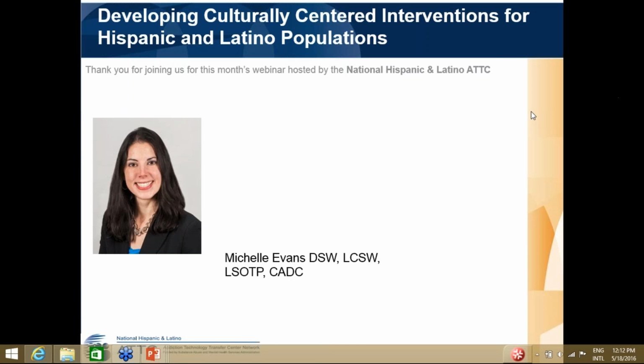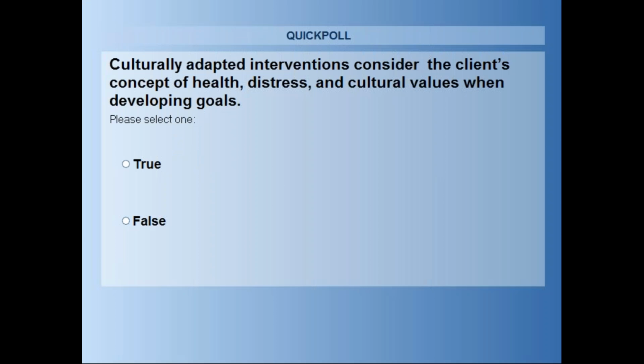Next question. Current culturally adapted interventions consider the client's concept of health, distress, and cultural values when developing goals. And 100% of participants say yes. Okay, so those are our questions for now.